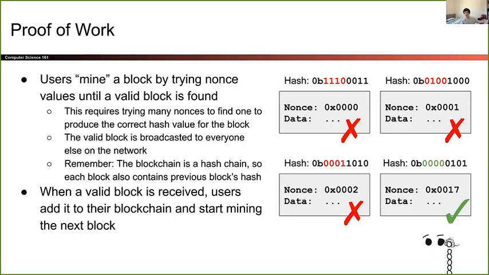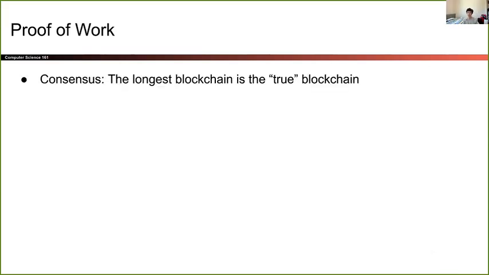Okay, so this all sounds like a really confusing construction, because it's like, okay, now everyone's just hashing a bunch of things until they find a bunch of zeros. How does this help us reach consensus? Well, we're going to say that as our consensus scheme, the longest blockchain is the true blockchain. How does this help us? Well, we know that everyone is going to mine. We're saying that everyone is going to mine on the longest chain they know of.